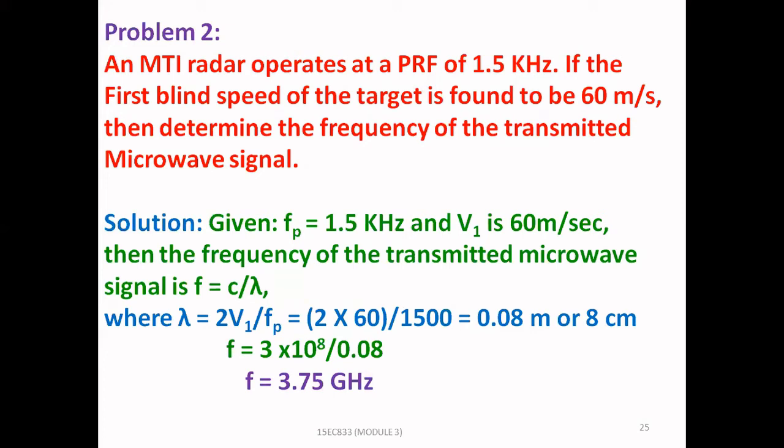Solution. Given Fp equal to 1.5 kilohertz and V1 equal to 60 meters per second, then the frequency of the transmitted microwave signal is F equal to C by lambda, where lambda equal to 2 into V1 by Fp equal to 2 into 60 divided by 1500 equal to 0.08 meter or 8 centimeter. F equal to 3 into 10 power 8 divided by 0.08. F equal to 3.75 gigahertz, where F is the frequency of the transmitted microwave signal.